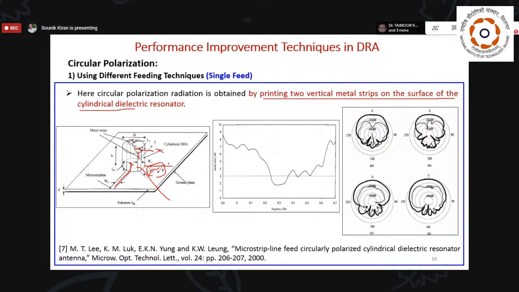And these two should be opposite to each other, so that it will generate axial ratio below 3 dB, and that is visible here. And the difference between the LSCP and RSCP on both sides is very nice. I think they have got a difference of around 20 dB on both sides for all the cases. And that is very nice, and this technique can be used for different frequencies or different applications.